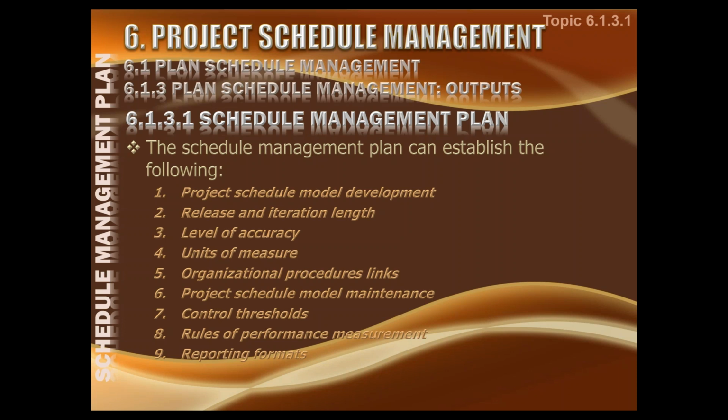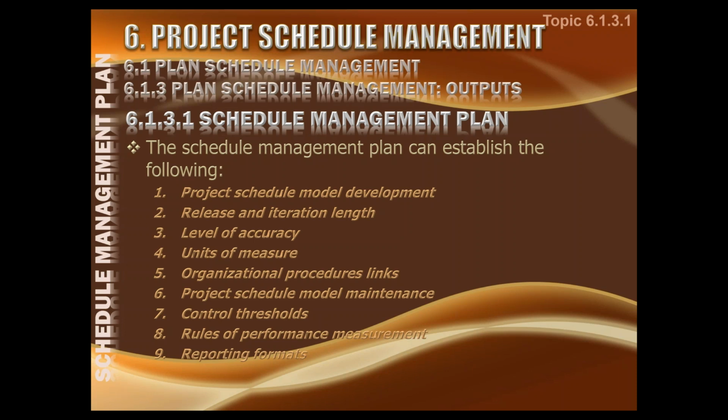Release and iteration length if it is an agile project. Level of accuracy, how accurate you need to go for this project. What are the units of measure you're measuring in, seconds, minutes, or days, or hours, or weeks, whatever, depending upon the project. Organizational procedural links, whatever activities you are doing, how are they linked to your WBS? There must be a numbering scheme in the WBS which you are referring to.